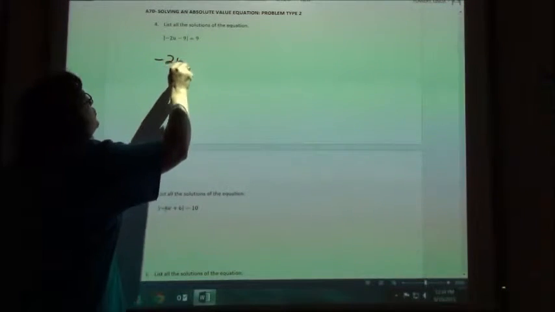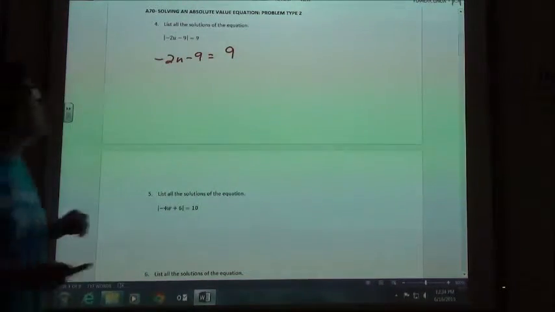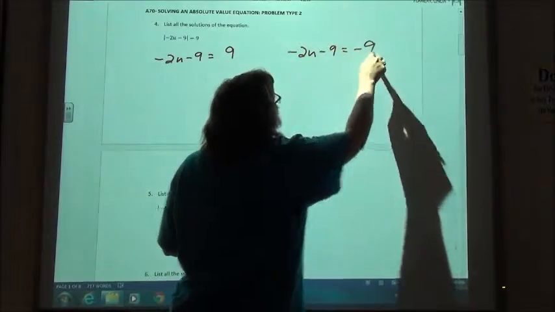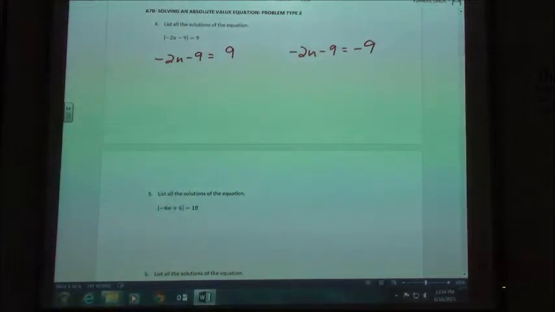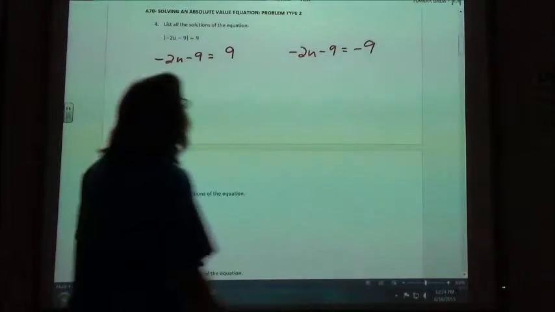Either the negative 2u minus 9 equals the positive 9, it's 9 places away from 0, or the negative 2u minus 9 could equal the negative 9. Both 9 and negative 9 are 9 places from 0. So I'm going to have two problems, and then I just solve my two problems like I normally solve any other equation.